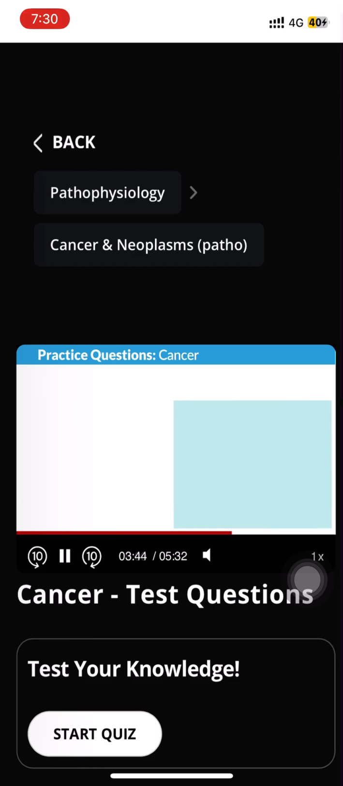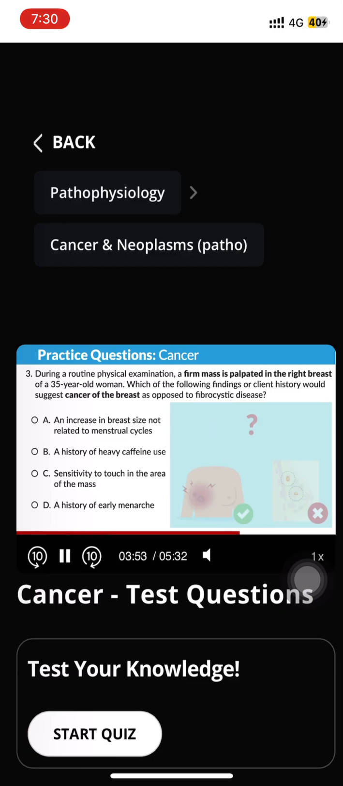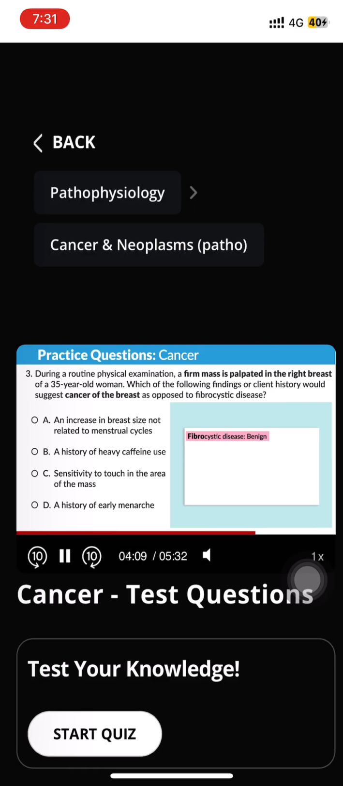Lastly, question number 3. During a routine physical examination, a firm mass is palpated on the right breast of a 35-year-old woman. Which of the following findings or client history would suggest cancer of the breast as opposed to fibrocystic disease? So before looking at the options, remember the test tips here. Fibrocystic disease is that benign. Nodules are soft and mobile, and breast changes in size during menstrual cycles. And the big key point is if it's malignant cancer, we report breast changes that are not related to menstrual cycles.